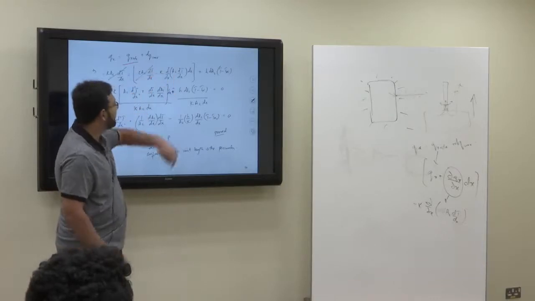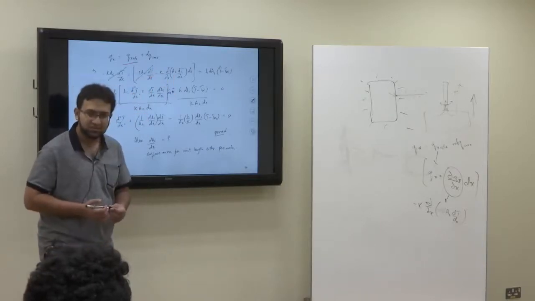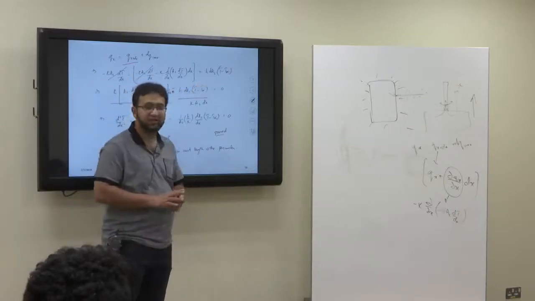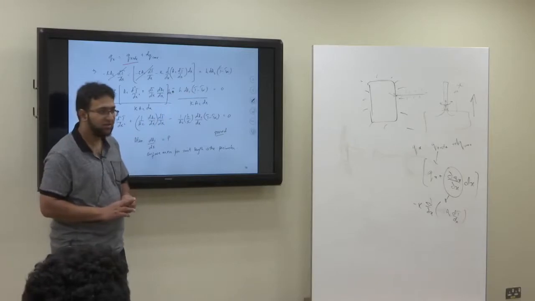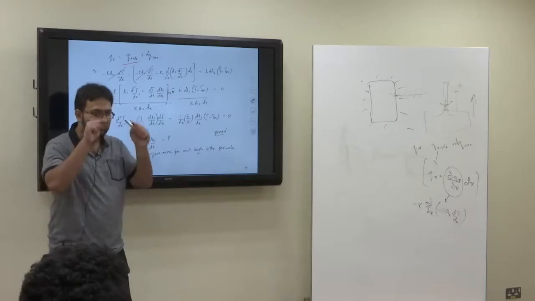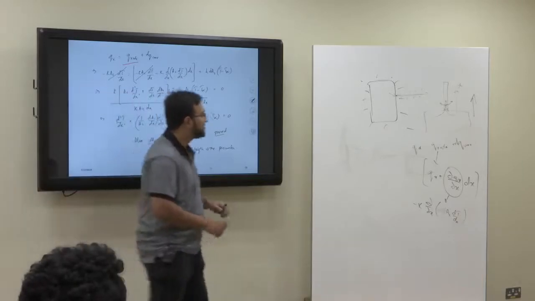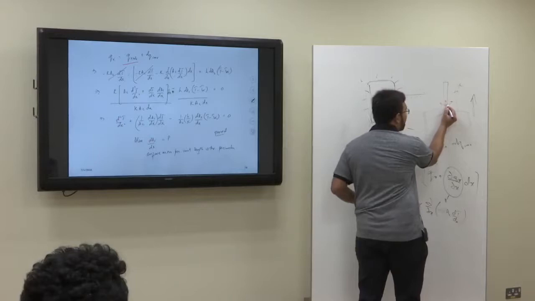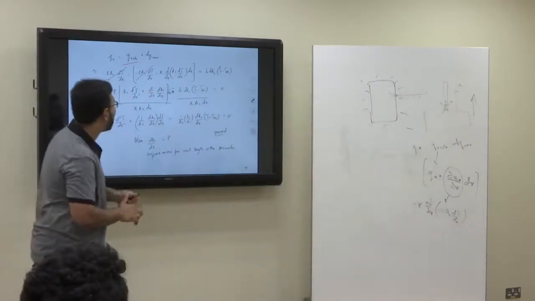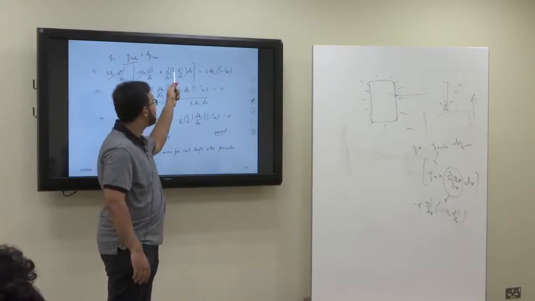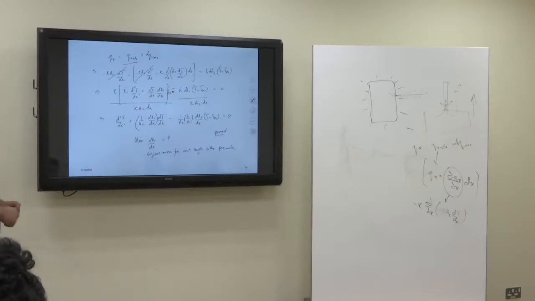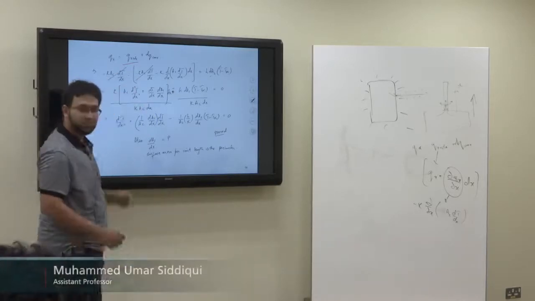Plus Q convection. Q convection is hAΔT. But this is for the differential element, so A will be the differential area. hAΔT, but which area is this? This is not the cross-sectional area. Convection is taking place from the surface, not from this area. So that's the surface area, which is why we represent it as As, just to differentiate between Ac and As. These two are different areas. If you substitute these values here, this term will be cancelled by this term.